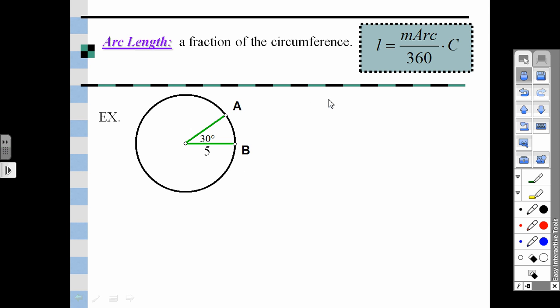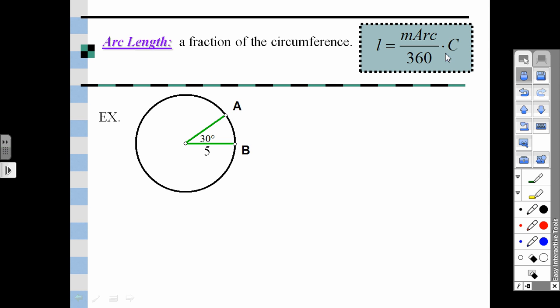So it's part of the circumference, of all the way around a circle. To figure out the arc length, what you're going to do is take the measure of the arc, that's in degrees, remember, and divide it by 360 because there's 360 degrees in a complete circle. So we want that fraction of the circle, right? So we take the measure of the arc divided by 360 and multiply by the circumference.